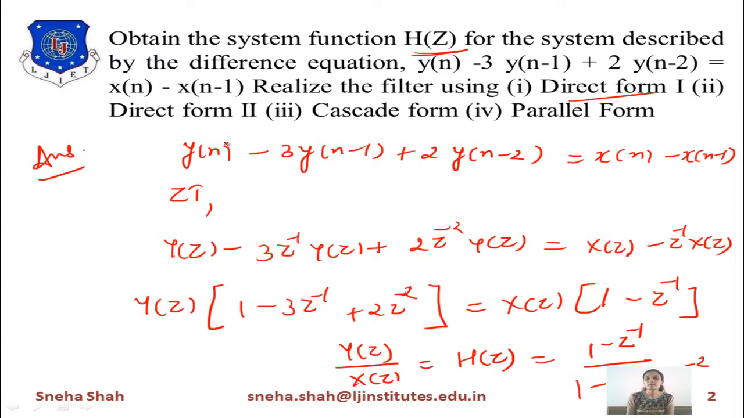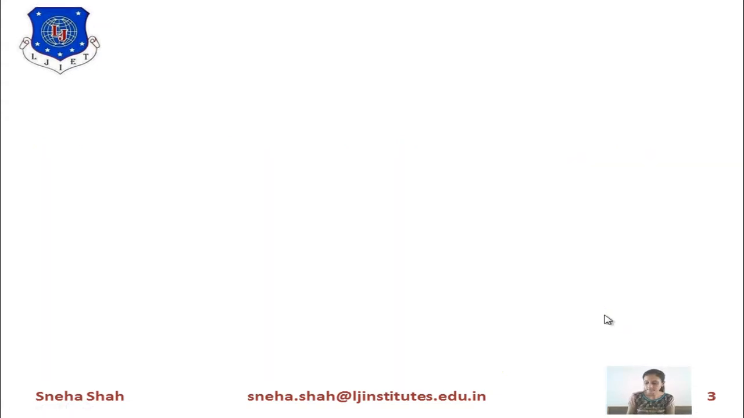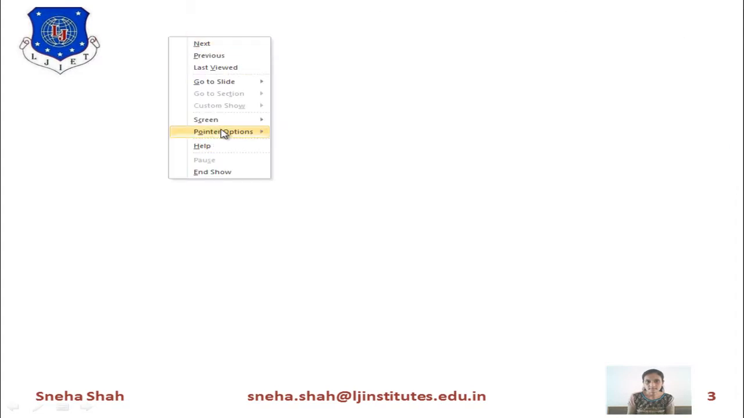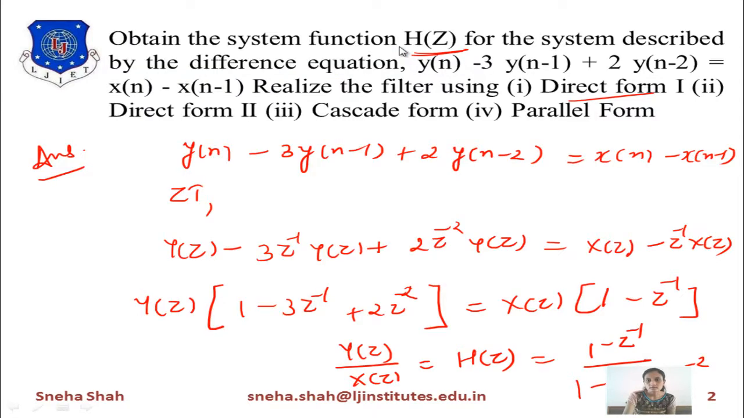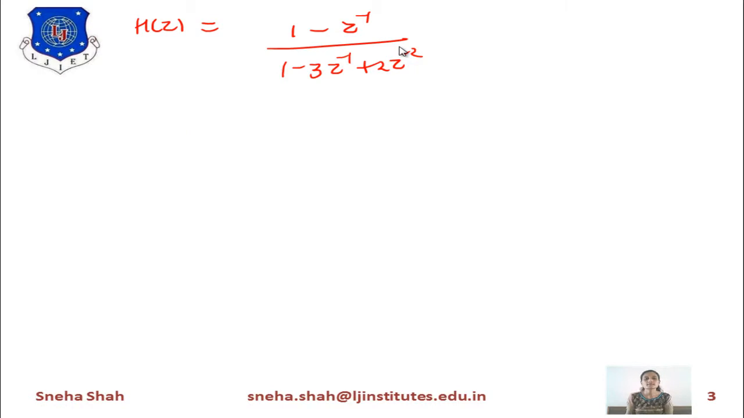Now today I will give you a shortcut for how to draw directly from this equation the direct form 1 and direct form 2 structures. Then from those we will draw the cascade form and parallel form structures directly. I will write this equation in the next slide, so it will look like this: H(z) equals 1 minus z inverse upon 1 minus 3z inverse plus 2z raised to minus 2. So this one is the equation.